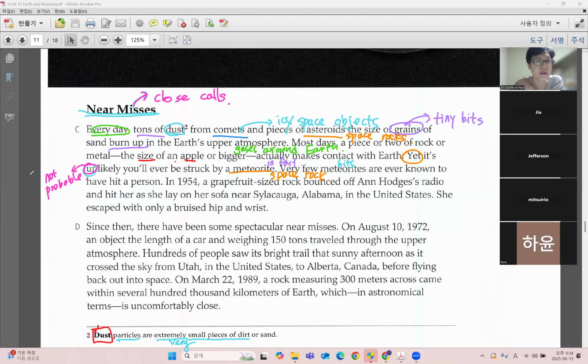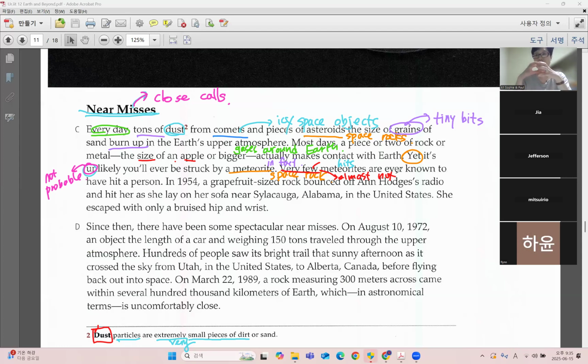Very few means almost not. What does very few mean? Almost not. Meteorites, space rocks the size of apples or bigger, are ever known to have hit a person. No, almost not. That is the point. Okay? Almost not. It means unlikely. It means not probable. And in 1954, a grapefruit size.